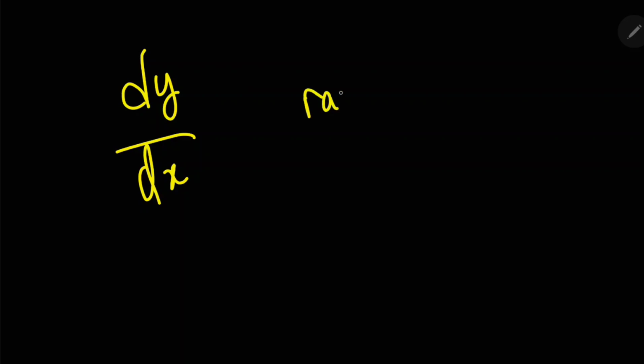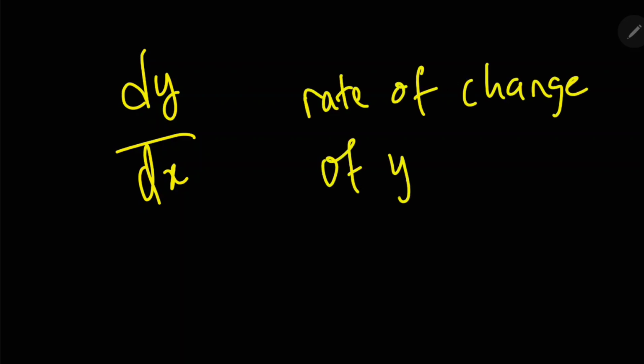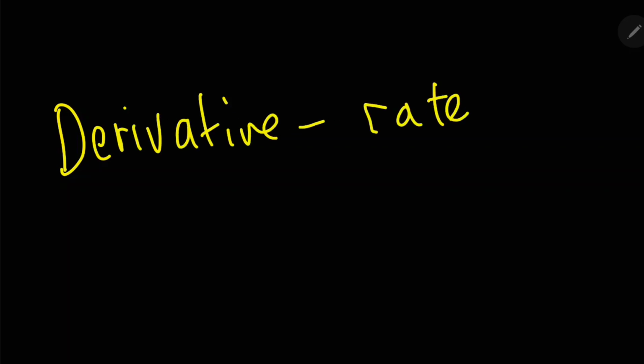You must be familiar with this thing. Right? Yes, you're absolutely right. This is the rate of change of y with respect to x. So it tells us how y changes as x changes, right? This is called the derivative. So the derivative tells you about the rate. I think it's clear, and you knew it already.